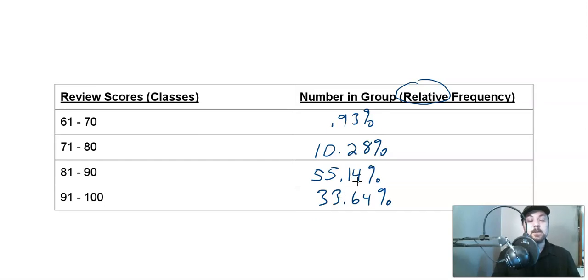But it also maybe gives you a better sense of the distribution of the data, right? So if we look at these two, a good way to say this is that 90% of our data was in the second 2 classes. 90% of our data was between 81 and 100. So it gives you an easy way of understanding the way the data was distributed and describing it, right?